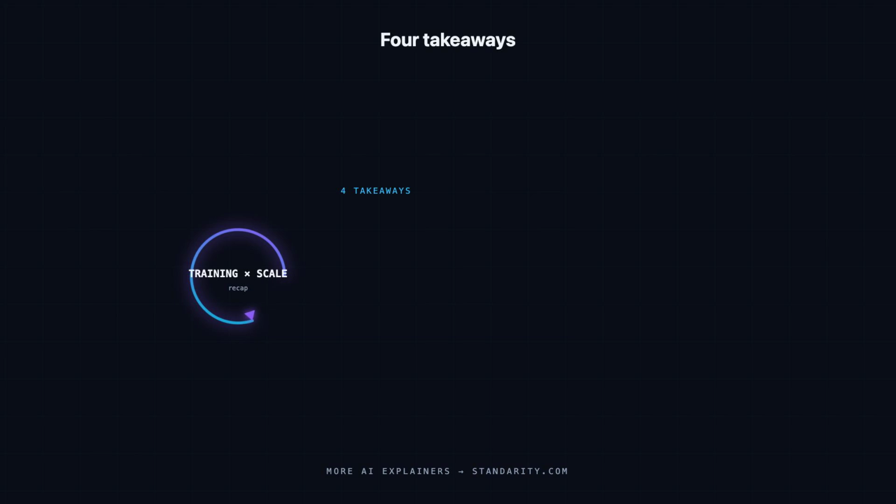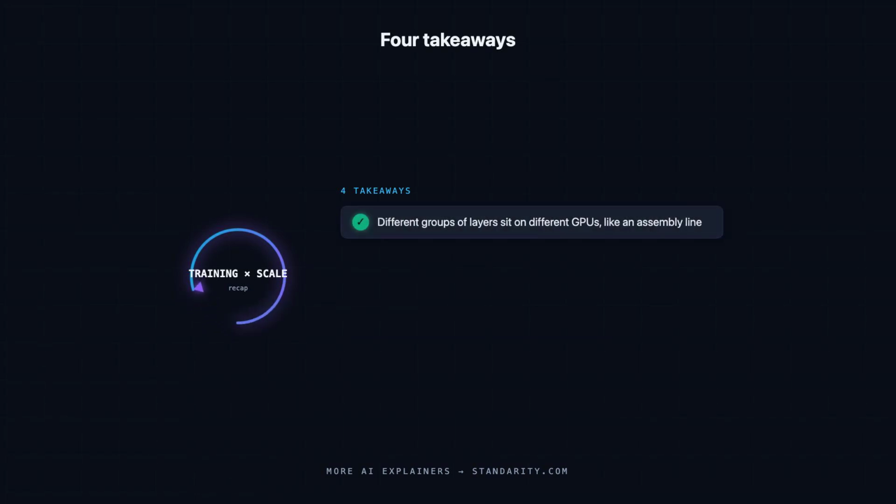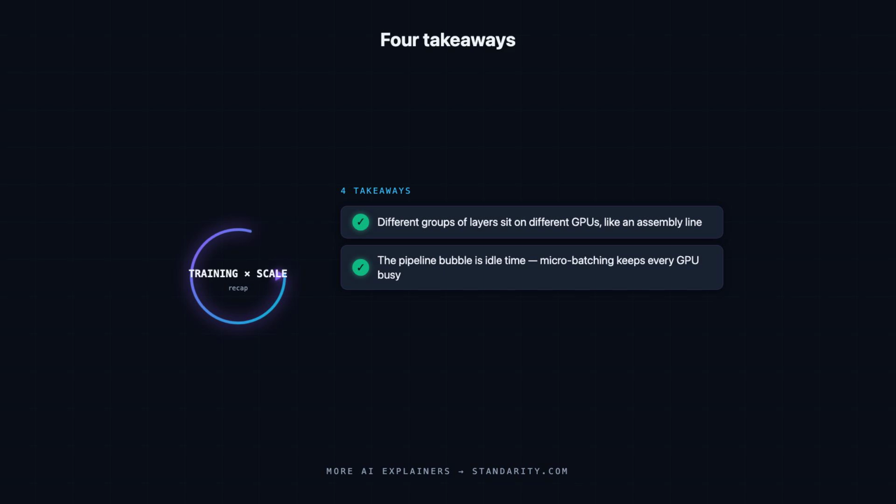All right, let's lock in what matters. This method places different groups of layers on separate GPUs, then streams data through them in order, exactly like a product moving down an assembly line. The catch is the pipeline bubble, the idle time when stages wait on each other, and splitting the batch into micro batches solves it by keeping every GPU working on a different piece.